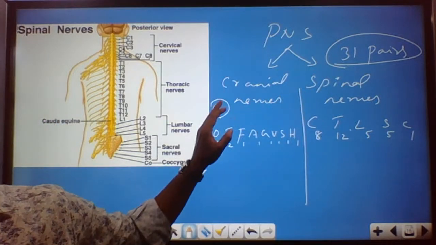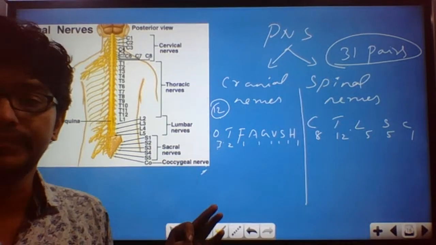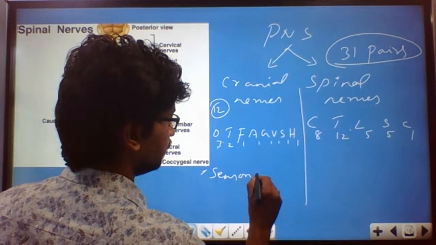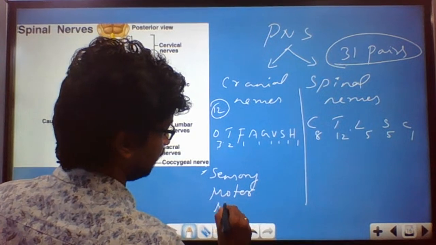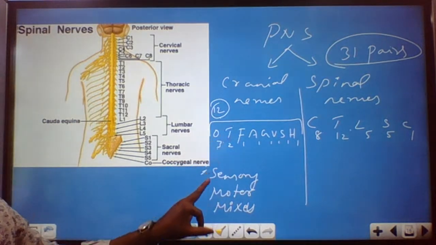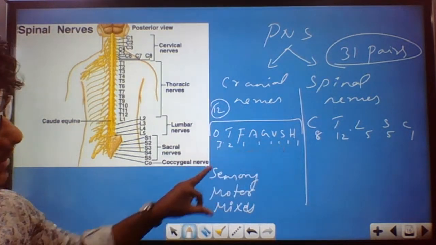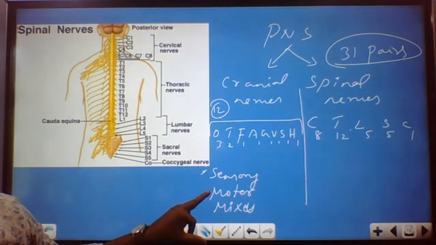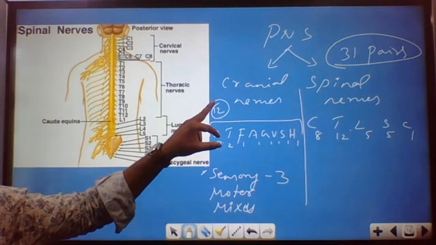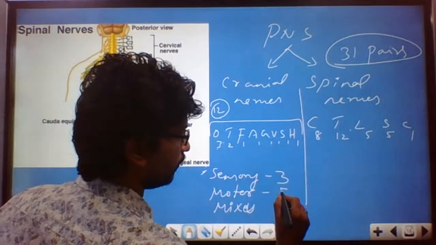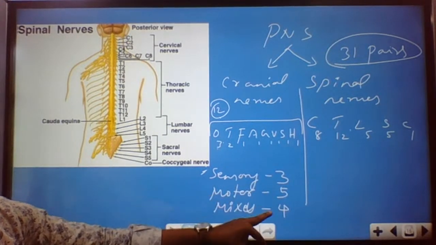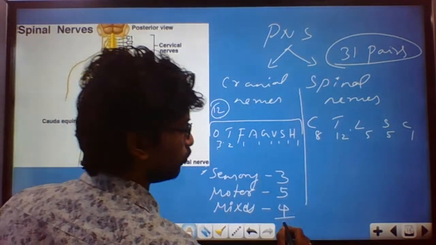Coming to the cranial nerves, there are 3 types of nerves. Can someone tell me what the 3 types are? Sensory nerves, motor nerves, and mixed nerves. Your cranial nerves are a combination of these 3 types: some are sensory, some are motor, and some are mixed. Out of the 12, sensory nerves are 3 in number, motor nerves are 5, and mixed nerves are 4. So altogether it comes to 12.